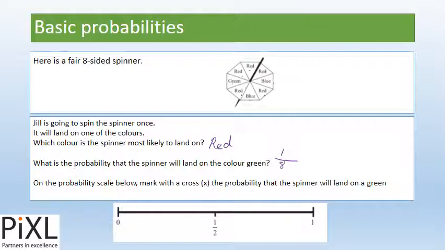On the probability scale, mark down with an X where it will land on green. So if we've got a half, we know that then there would be a quarter roughly. So an 8th is about there. So we just need to mark on with an X there.